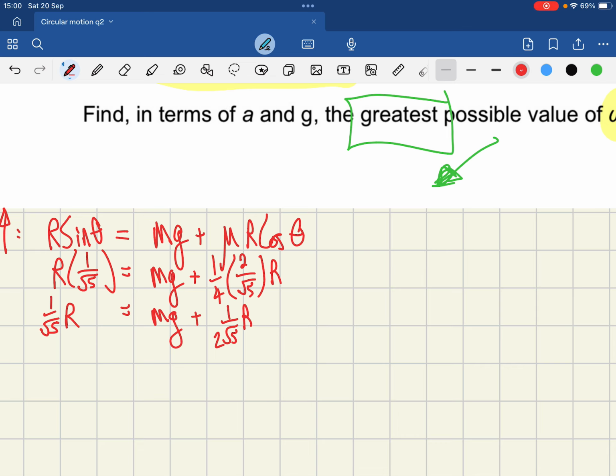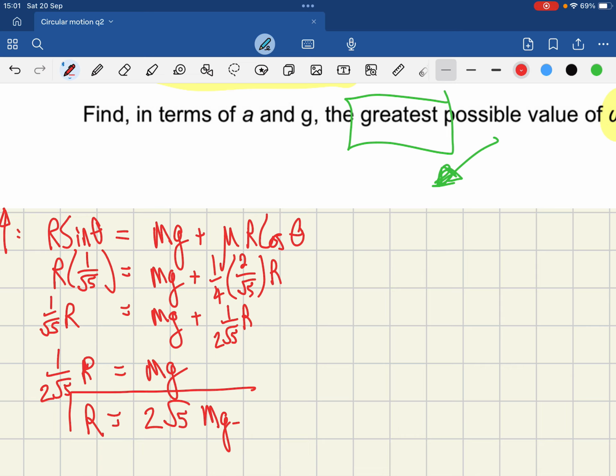And moving both our R's over onto the same side, we've got 1 over root 5, take away 1 over 2 root 5. This just leaves you with a 1 over 2 root 5. So 1 over 2 root 5 R equals mg. R equals 2 root 5 mg. Exact same as last time. From resolving vertically, we've come up with a nice expression for R in terms of mg.